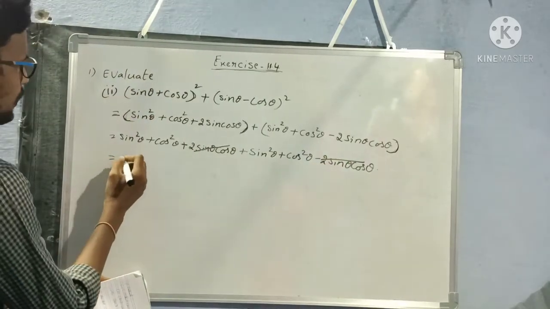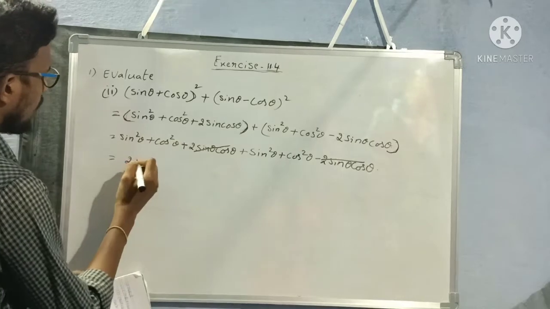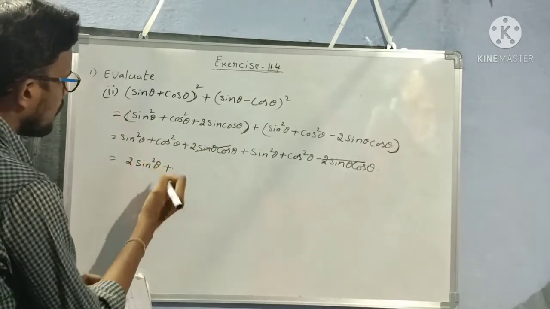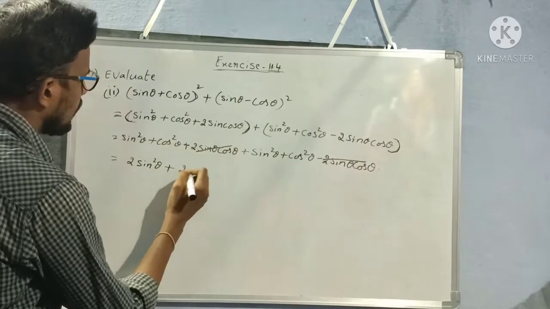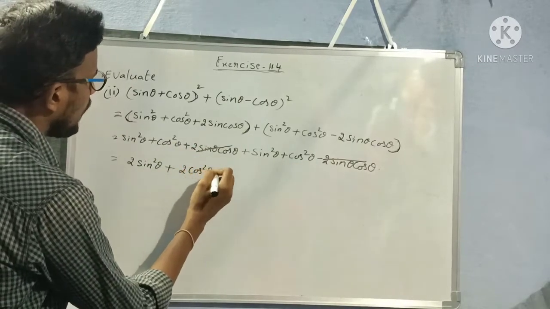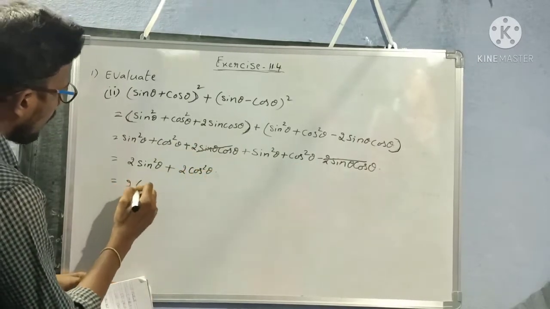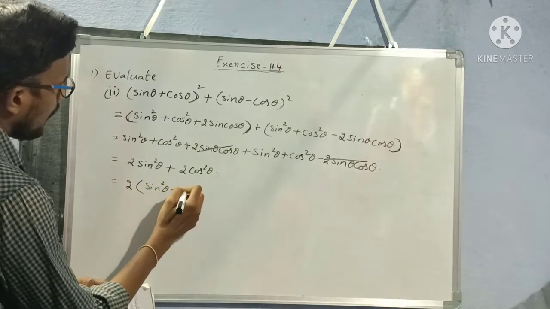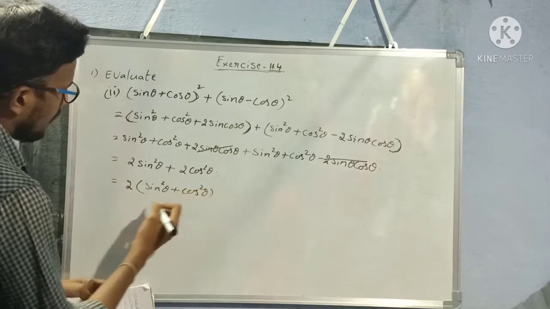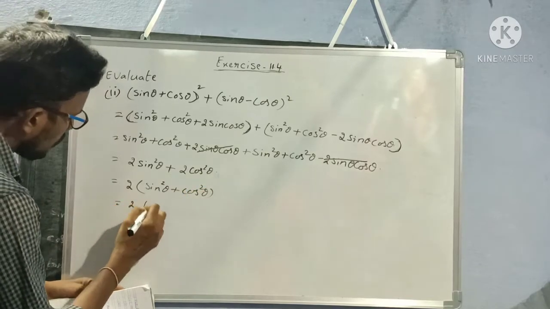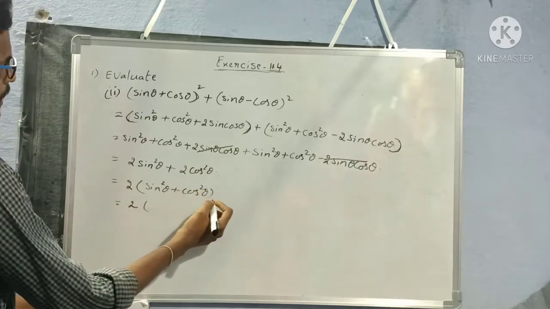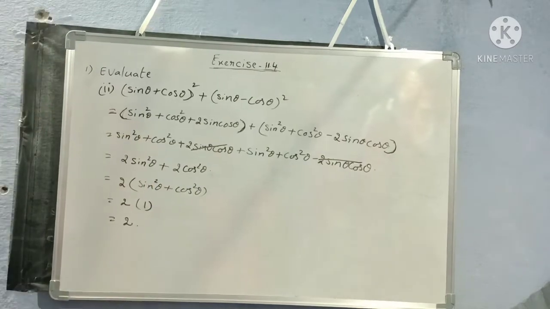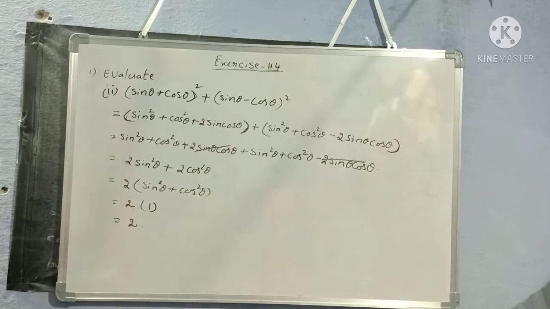So that is equal to 2 times sin square theta, since sin square theta plus sin square theta is 2 sin square theta, plus cos square theta plus cos square theta, which is 2 cos square theta. If I take 2 common in both, I get 2 into (sin square theta + cos square theta). Already we know sin square theta + cos square theta is equal to 1. So 2 into 1 is equal to 2. This is how we need to solve the second point.